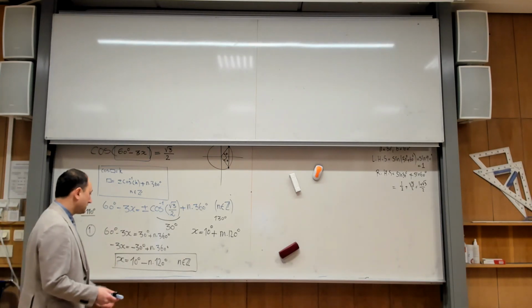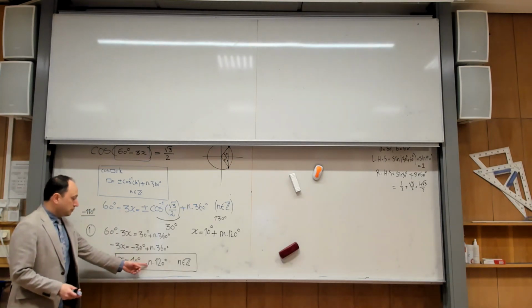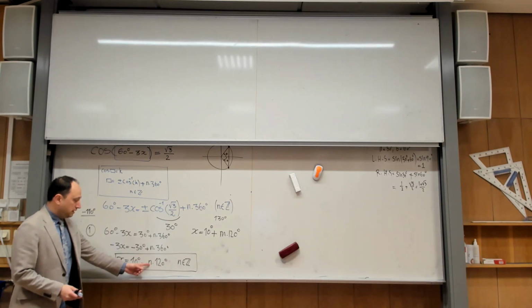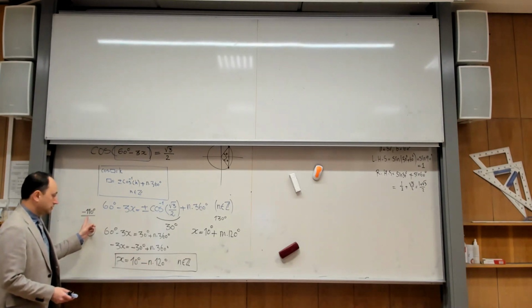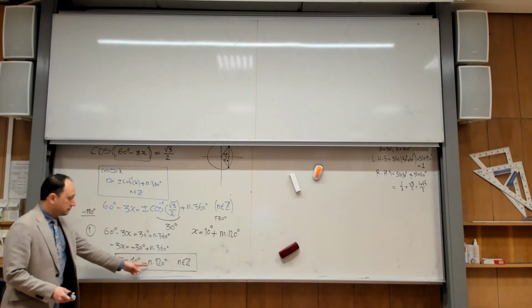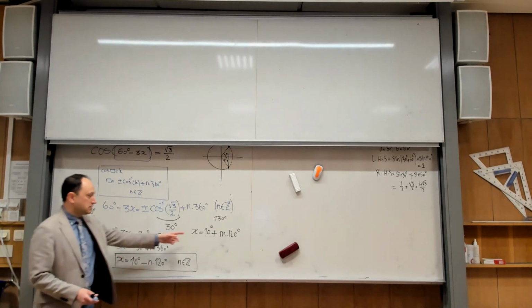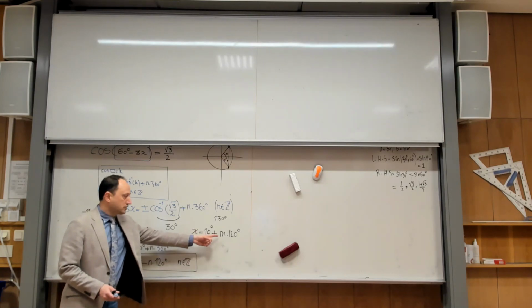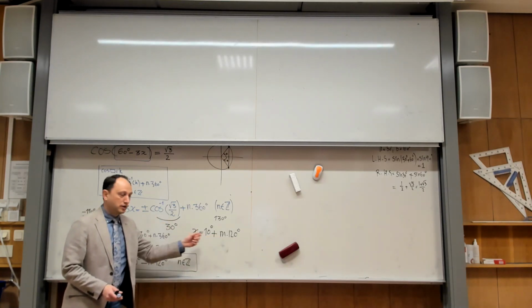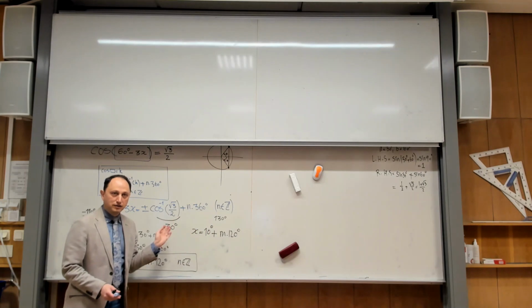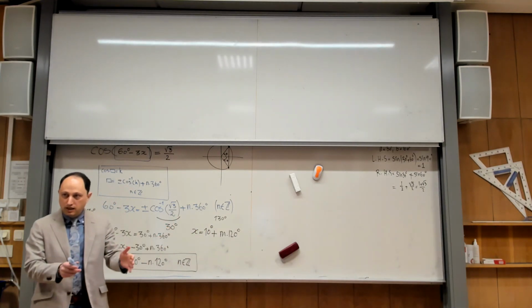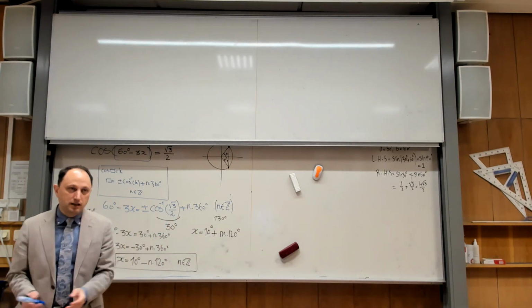So this means that if I start giving positive values for n, I will get negative values. If I put negative values of n, I will get positive values. But in this case, the scenario is different. If I put positive values, I get positive values. If I put negative values, I get negative values. But the values that I get at the end are exactly the same.